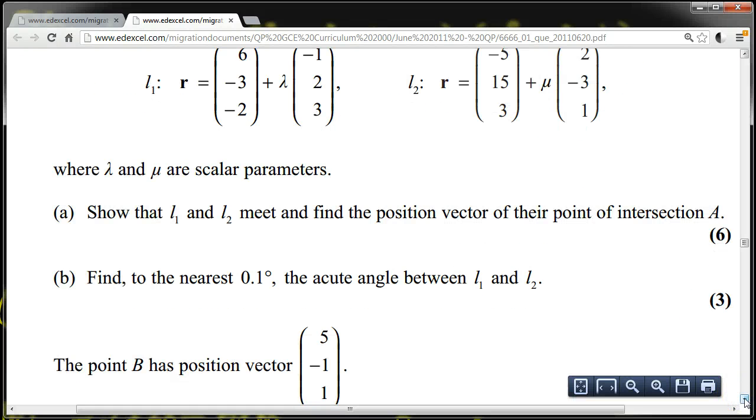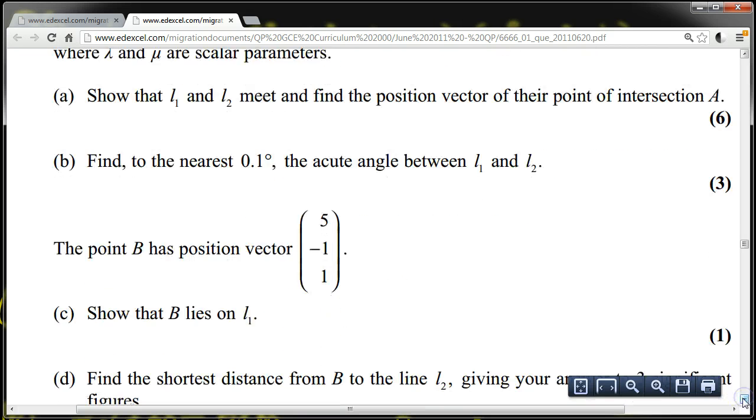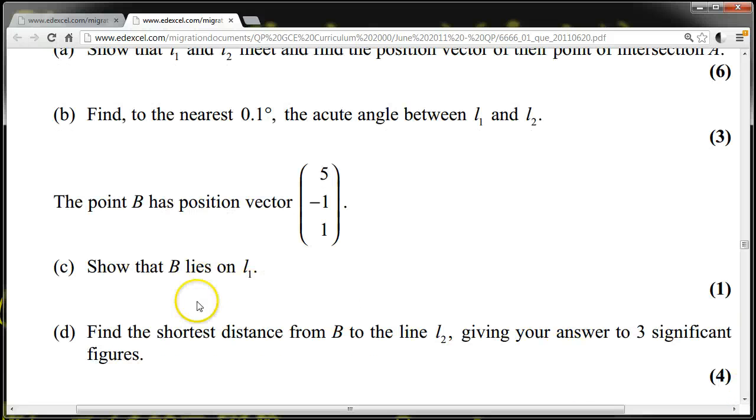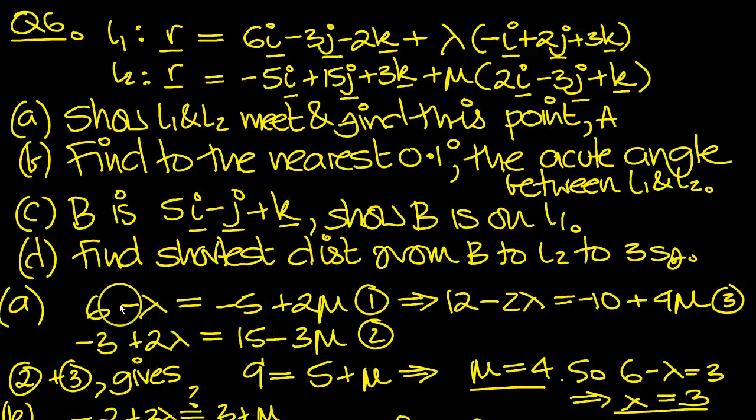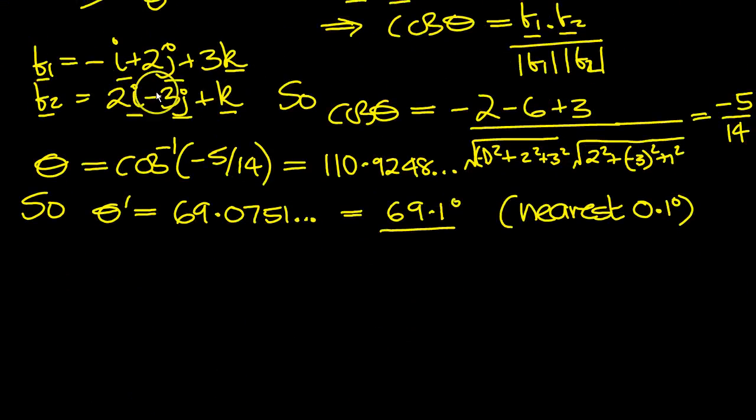So part C then, the point B has position vector 5, minus 1, 1. Show that B lies on L1, and find the shortest distance from B to the line L2, giving your answer to 3 significant figures. So B is 5, minus 1, 1. So let's bear that in mind then. We've got to show that B, here it is, is on L1 first of all. So let's have a go at that then.